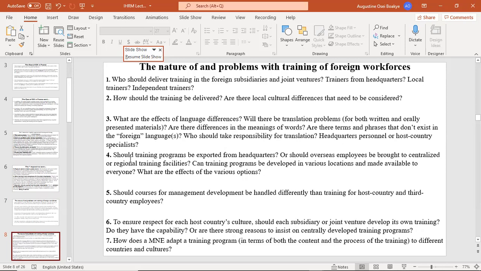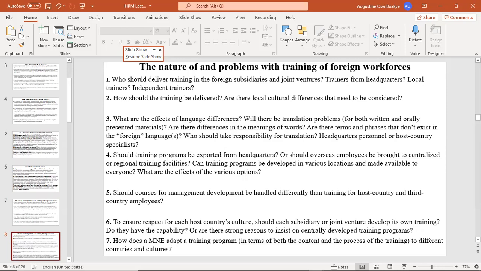So, should training programs be exported from the headquarters, like it happened in the GE case, or should overseas employees be brought to centralized or regional training facilities? Can training programs be developed in various locations and made available for everyone? So that will be localization. What are the effects of the various options?